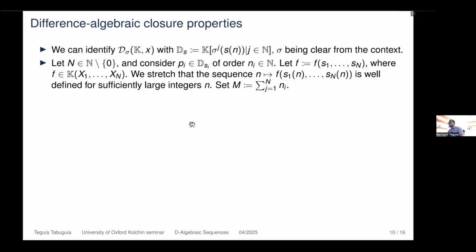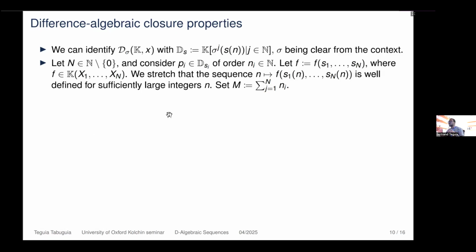Now, difference algebraic closure properties. So now that we have a definition, we can also associate a ring of difference polynomials as this difference ring here, where s_n will denote the zeros of the difference polynomial P in this difference ring. So the variable x will be replaced directly by a symbolic term of the sequence, so you can see the sequence in the equation directly. This is what we will use, and it's a common notation.